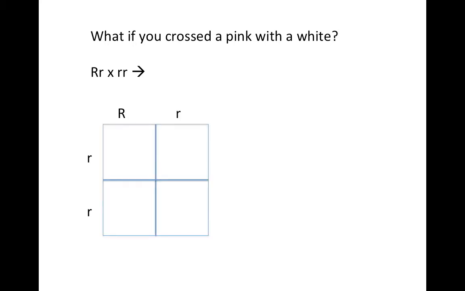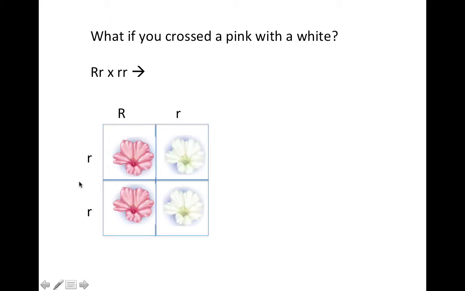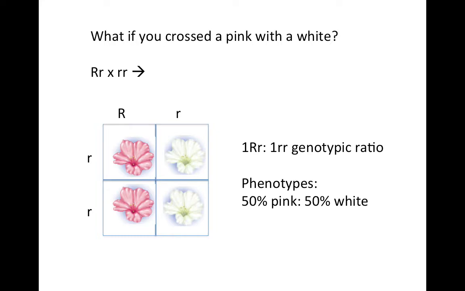So setting up a Punnett square should look like this. You have your pink flower here and the alleles for the white flower here, and you should have gotten 1-to-1 genotypic ratio, heterozygous to homozygous recessive, and your phenotypes are also 1-to-1, or you could say 50% of them are pink and 50% of the flowers would be white.